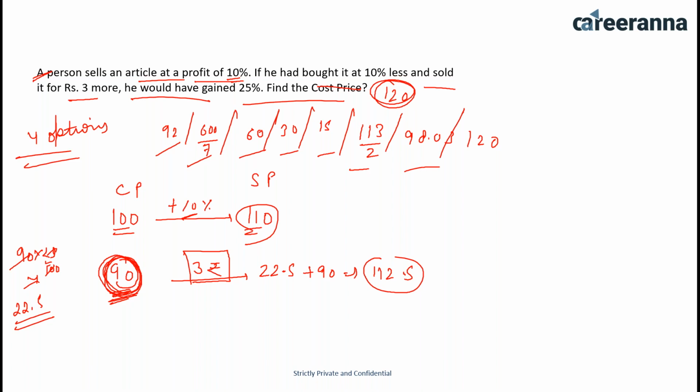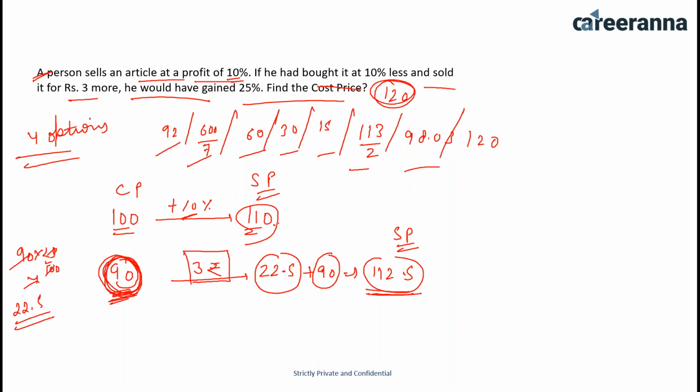Yes, very good. So 25% of this number is this. And if I add 90, which is the cost price, it becomes 112.5. It is the new selling price as per the question. Is it clear?